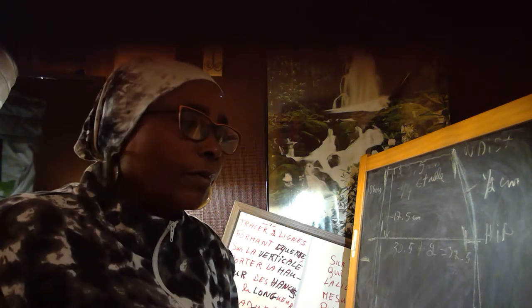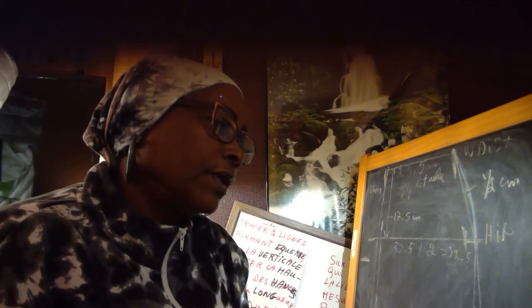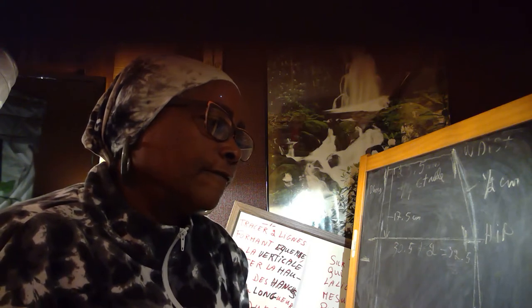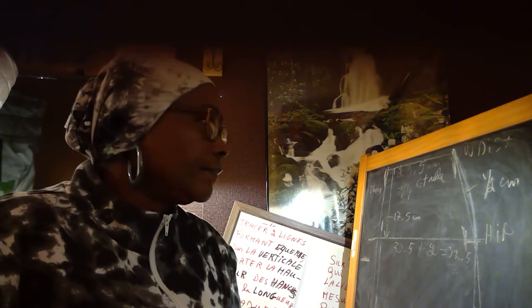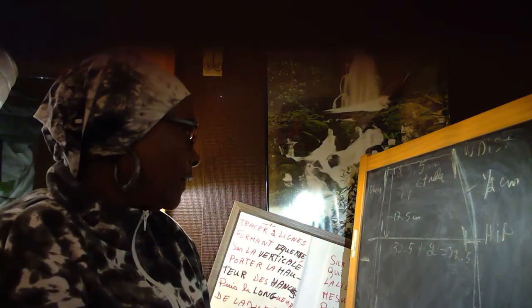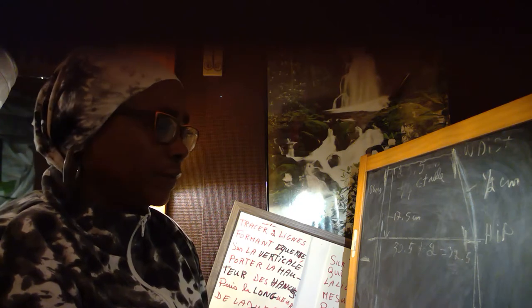What's your word for ampleur? It's like a difference, a magnitude. Okay, yes, a magnitude. And it's a skirt with four panels. Panels mean you got one, two, three, four panels. Four panels with the skirt. And okay, now we're starting.